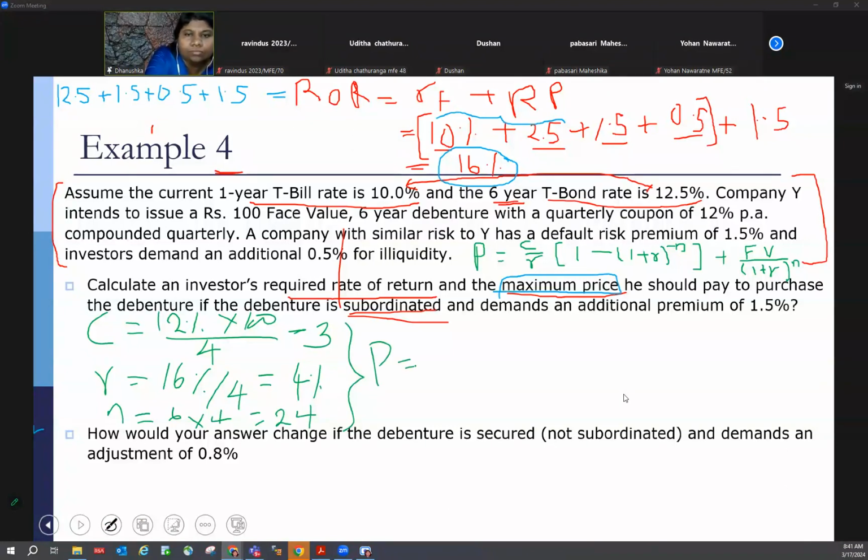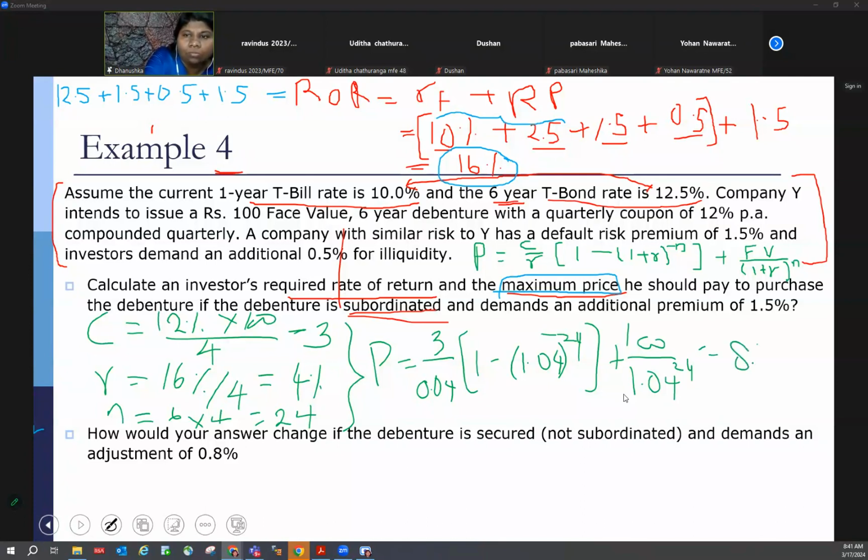So price is equal to 3 divided by 0.04, times 1 minus 1 plus R to the power minus 24, plus 100 divided by 1.04 to the power 24. And apparently the answer that one person gave me, there is no verification, so if it's wrong, you can figure it out when you do it for the exam, 84.75.